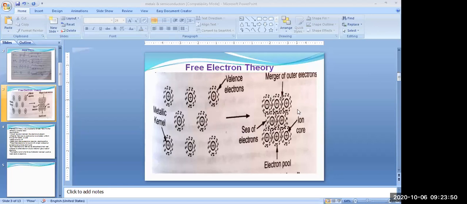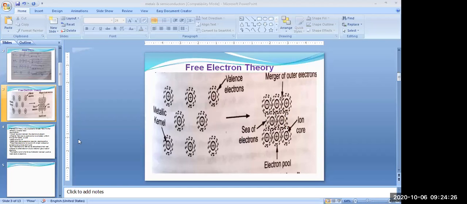That means plenty of electrons are there, and when these electrons are delocalized over all the atoms, the outer electrons merge into one another. Here I have shown the merging of the outer electrons, and this is an ion core. It is also known as electron pool, sea of electrons, electron gas or electron cloud. There always exists a force of attraction between positive metal ions and the surrounding mobile electrons, and because of this the bond is formed.